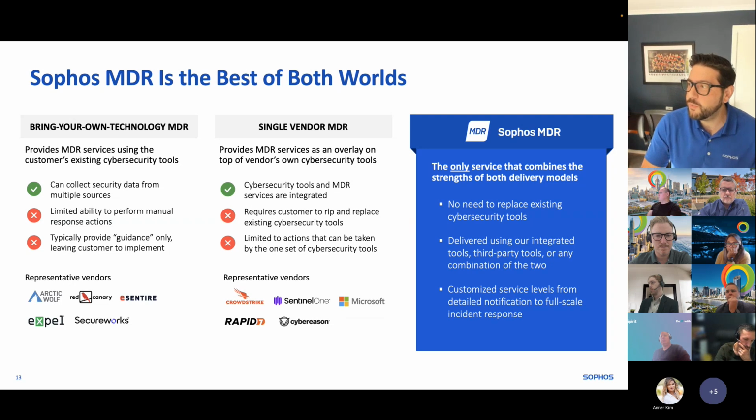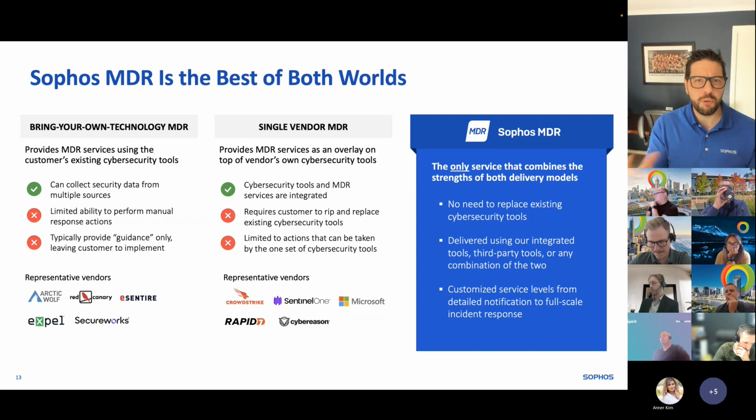The other one is single vendor, which is where MDR originally started, used to be known as MTR, where you use the product of that vendor. So CrowdStrike, for example, Microsoft, SentinelOne, etc. You've got to have their product in order for them to be able to do something. So both versions are really, really limited.